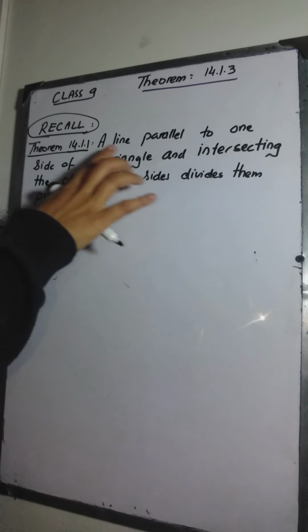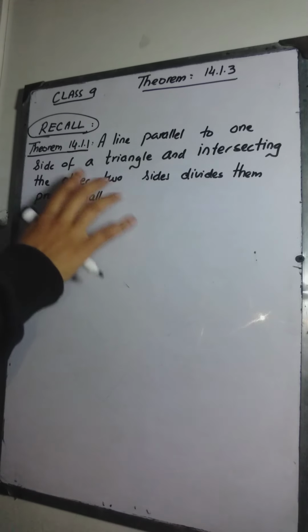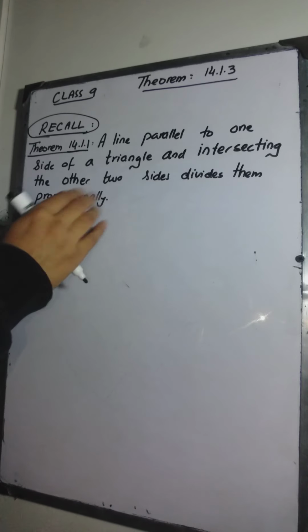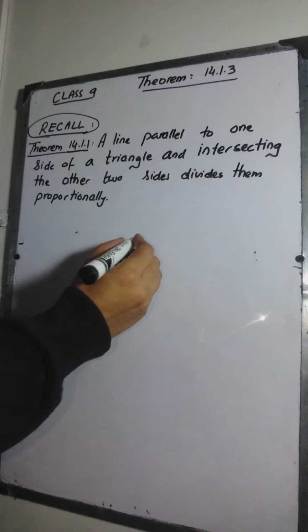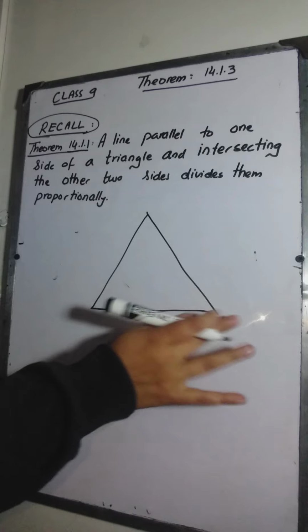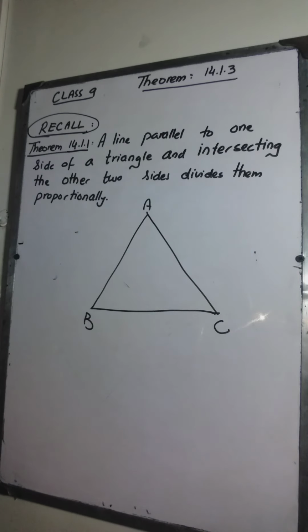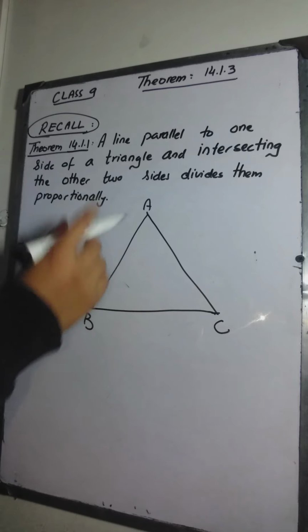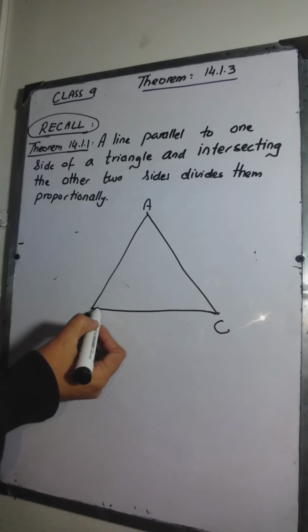The result that we are going to use is the Theorem 14.1.1 statement. Okay, only the statement we are going to understand so that we can easily use it in the proof of our theorem. The statement is that a line parallel to one side of a triangle. So here we are talking about a triangle. Let the triangle be ABC. Okay, we have a triangle and we have a line which is parallel to one side of a triangle. Suppose this is the side to which we have this parallel line.